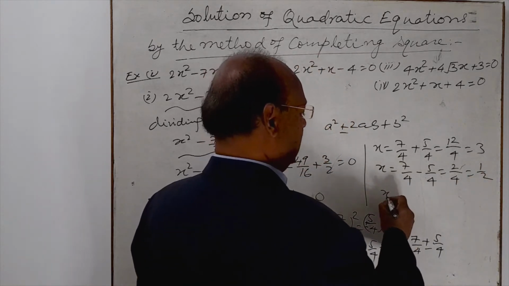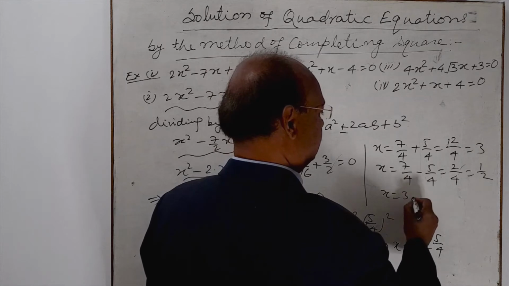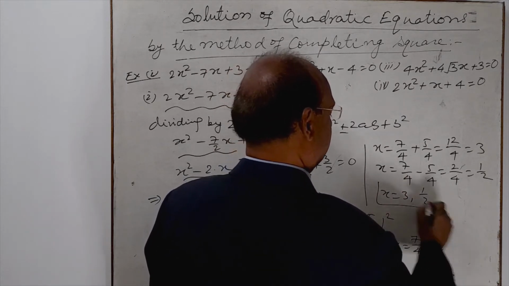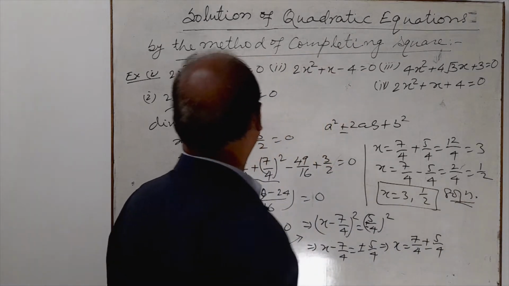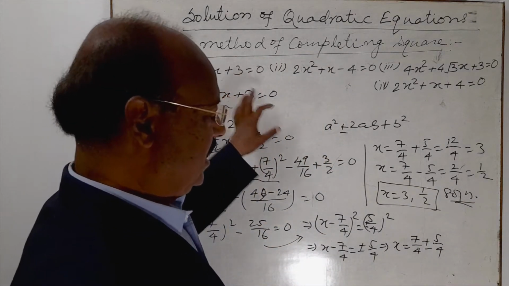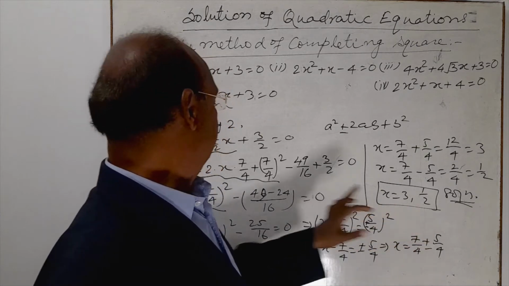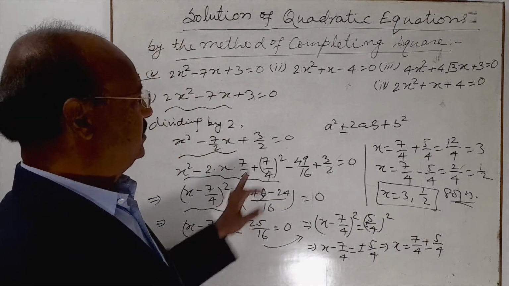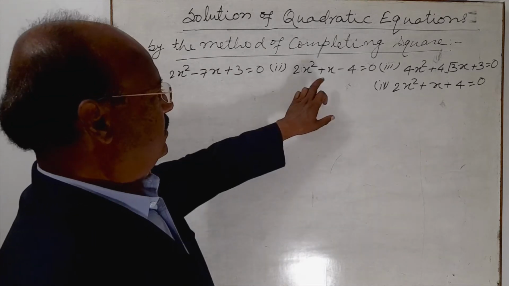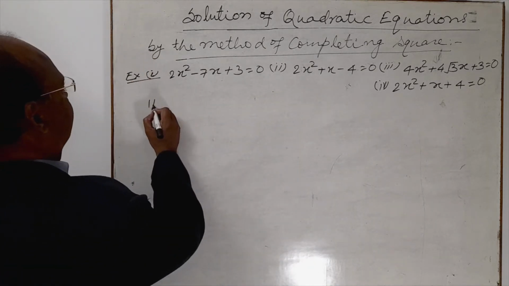So we are getting two values here. X is equal to 3 and half. These values are the solutions of this quadratic equation, which we are getting here by the method of completing the square. Correct? Now let us see the next question.